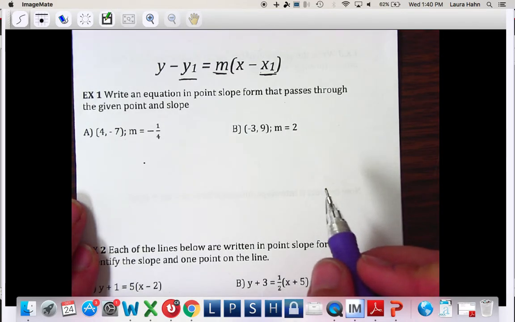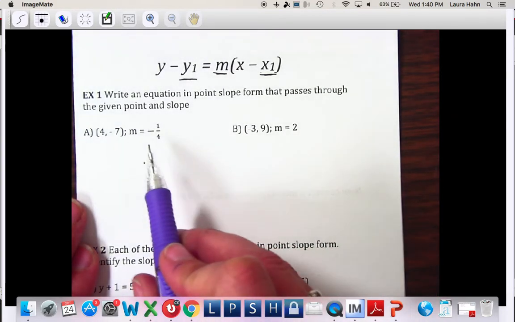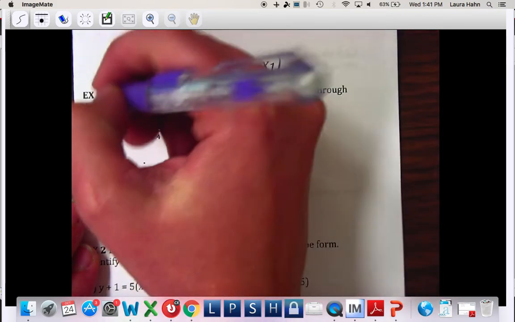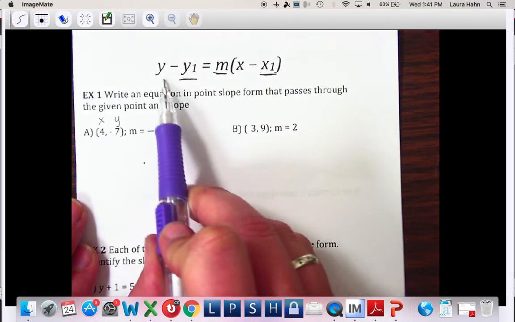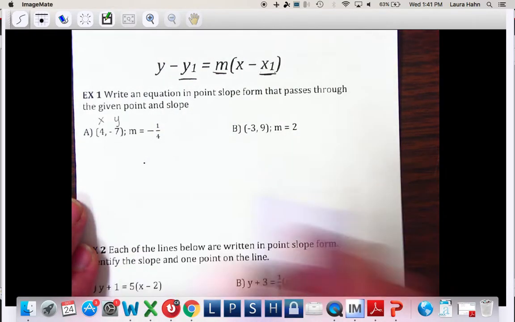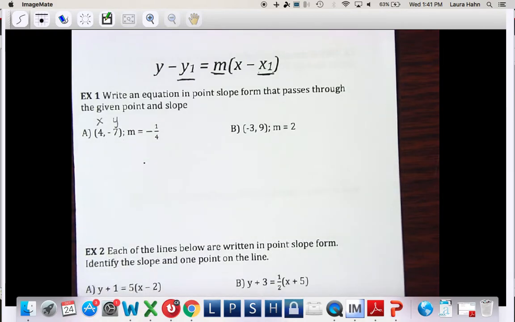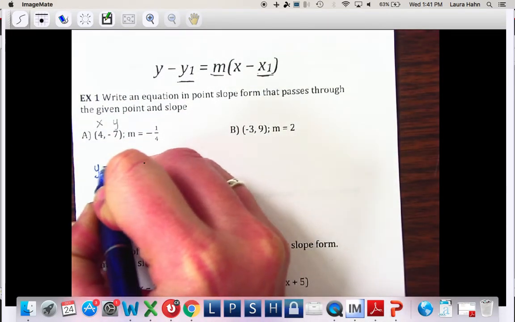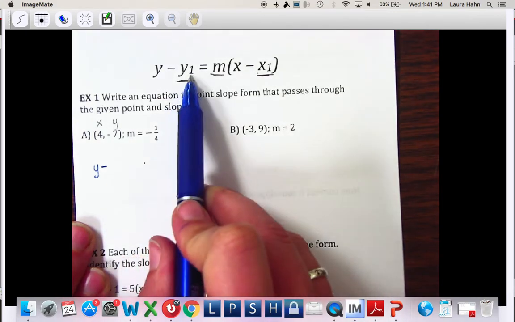All right, so that's what we're going to do on example 1. We're going to write the equation in point slope form. It gave me the point. It gave me the slope. I have everything I need. So I'm going to follow the equation exactly as it says. So I'm going to put a y minus, actually let me change the pen. So I'm going to put y minus, and then I'm going to put the y value from my point.